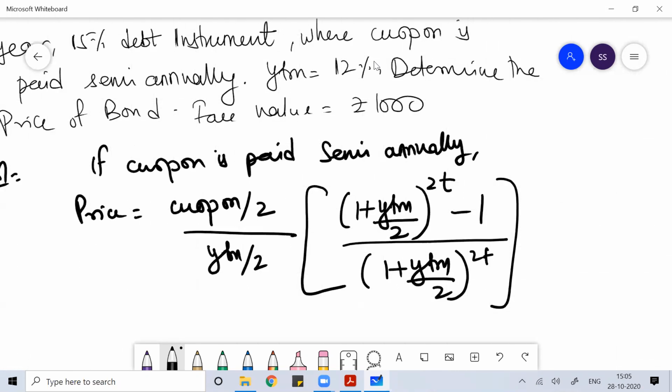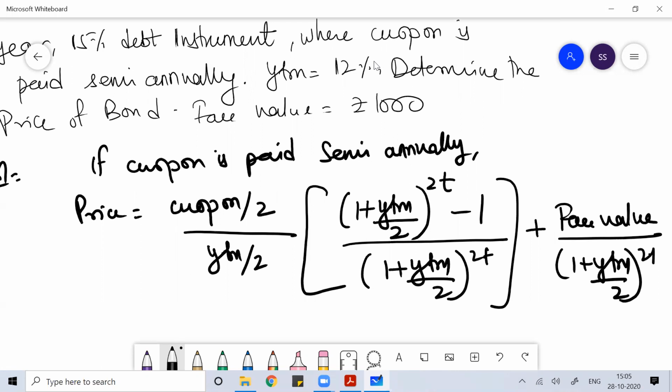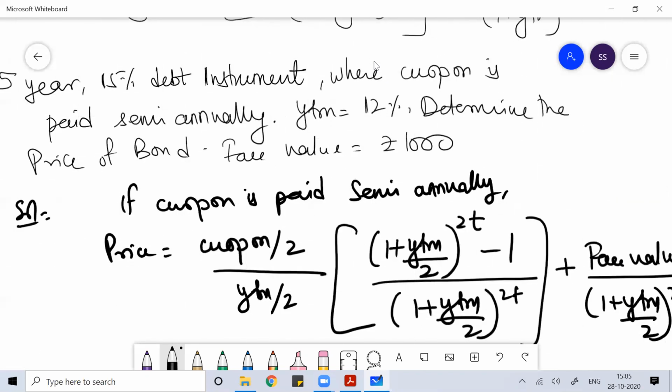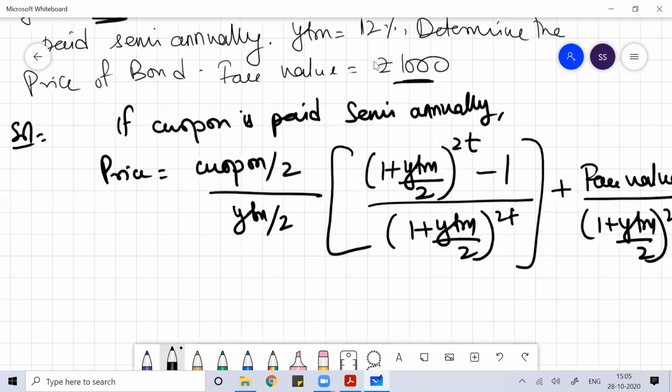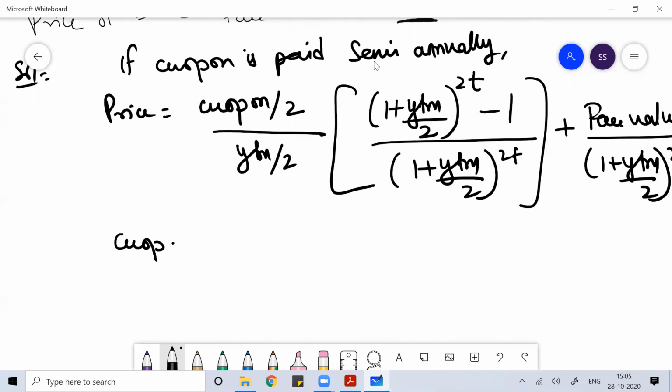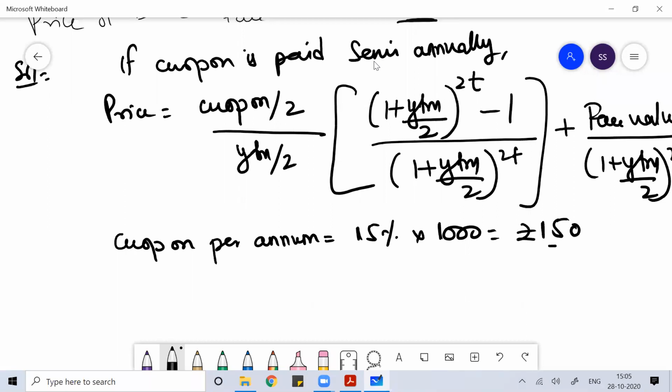Plus face value divided by 1 plus YTM by 2 to the power 2t. This formula will be used for the price of the bond. So here you can see the coupon rate is 15% and the face value is 1000, so I can find the coupon. Coupon percentage is always given per annum only. So the coupon per annum is 15% of 1000 rupees, that is equal to 150 rupees.